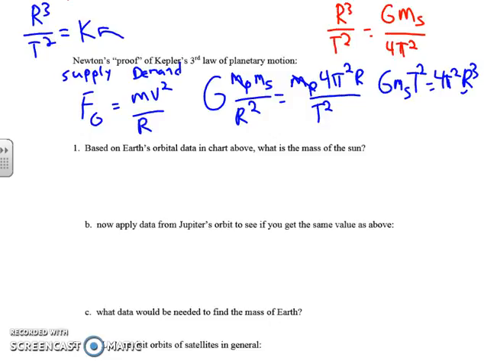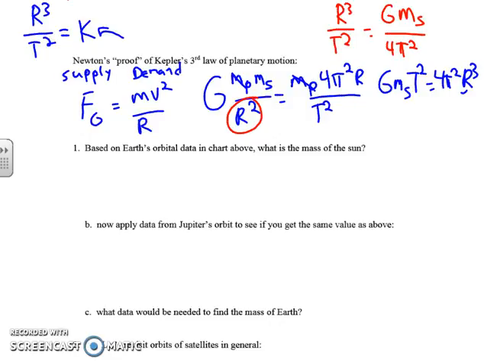Okay, so we see that we got r cubed over T squared, which tells Newton he's on the right track with this r squared. We see that we get Kepler's third law, and we can understand why it's a constant, because for every planet, even though r and T might be different, G is the same for all the planets, the mass of the star is the same, and so is 4 pi squared. So that explains why we get a constant.